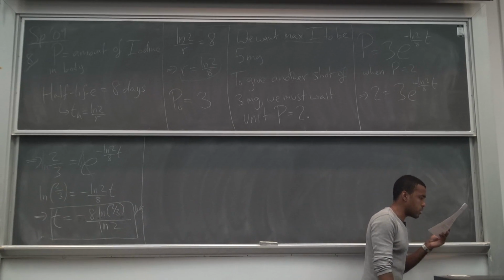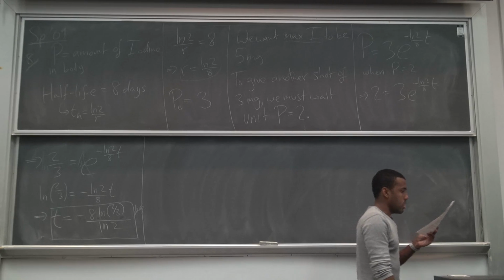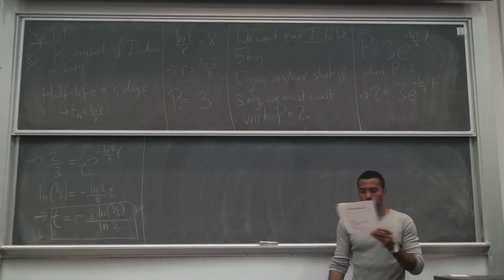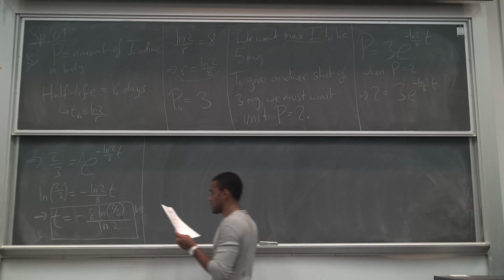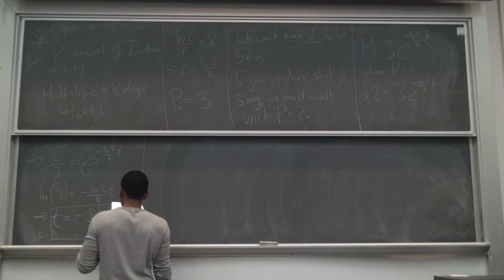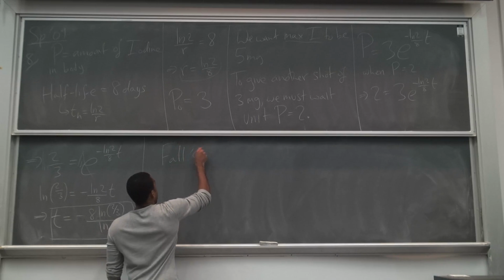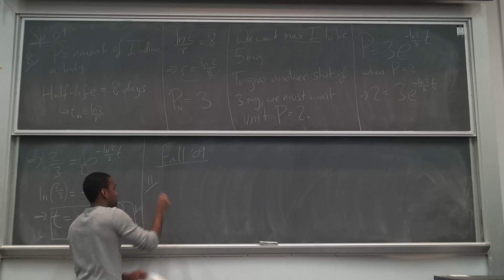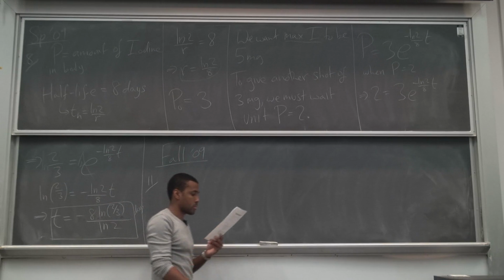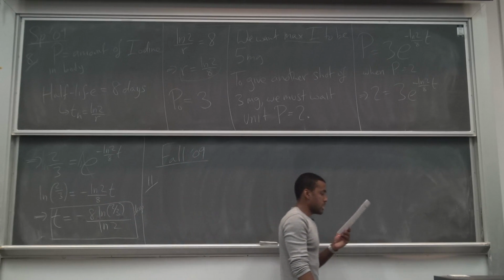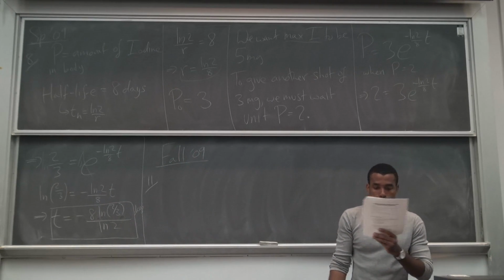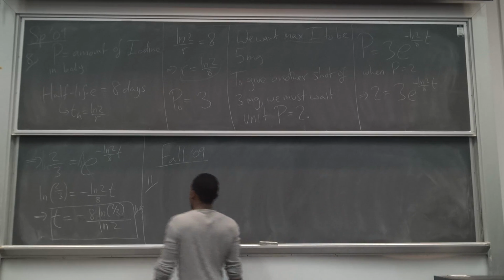Okay, let's look at this one. Fall 2009, problem 4 is pretty similar to the other one, so let's actually jump to problem 11. It says a bank pays 5% interest compounded continuously.